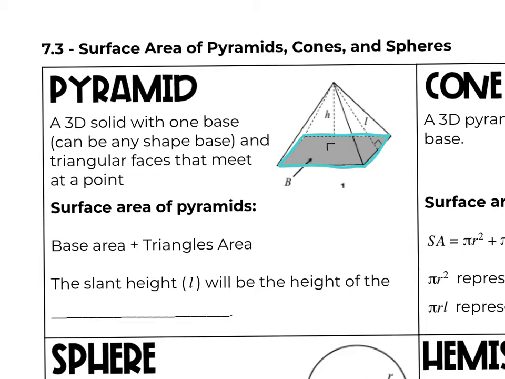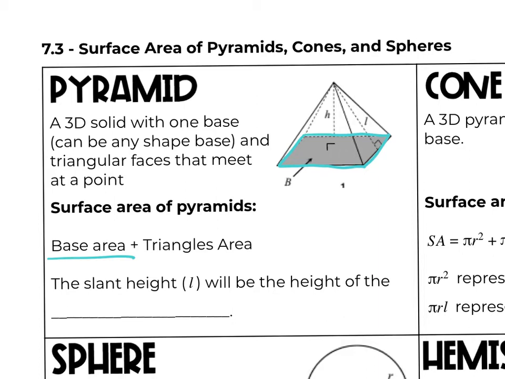So what we do for the surface area is we're going to do the base area, so remember that could be anything, plus the triangles' area. Where is the triangle coming from? Where are there triangles on that? Each side is a triangle. Sometimes those will be congruent, but not always.